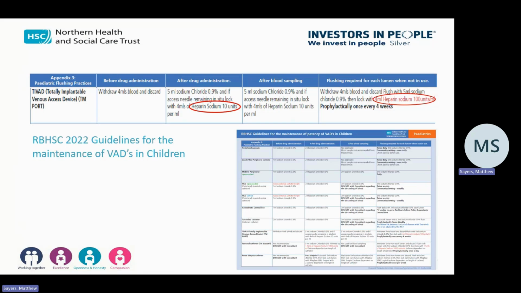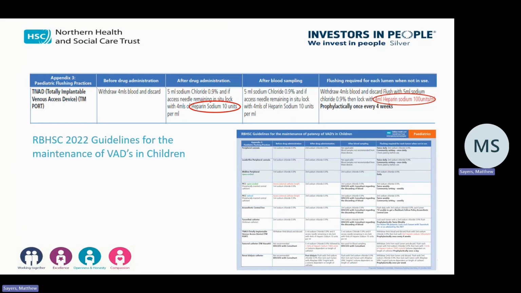Okay, so with 2 strengths of heparin sodium to lock, you've got the vial that is 10 units in a mil, and you've got one that's 100 units in a mil, a much stronger strength. So if there's going to be a long period of time, say the 4 weeks, until you're accessing it again, the stronger strength is good. It's going to keep it hopefully patent for that length of time till it's flushed again.